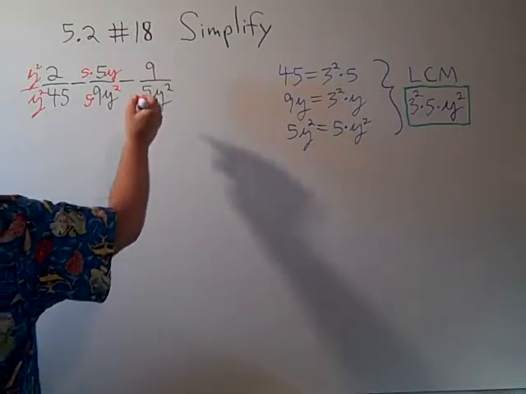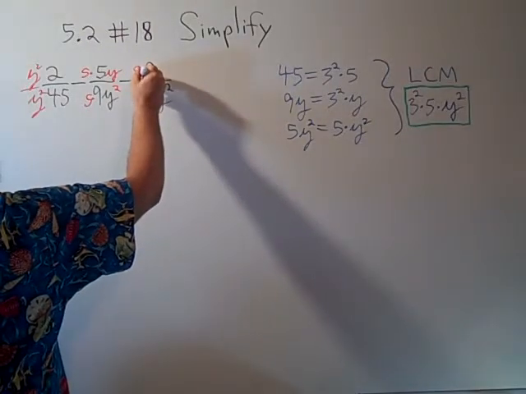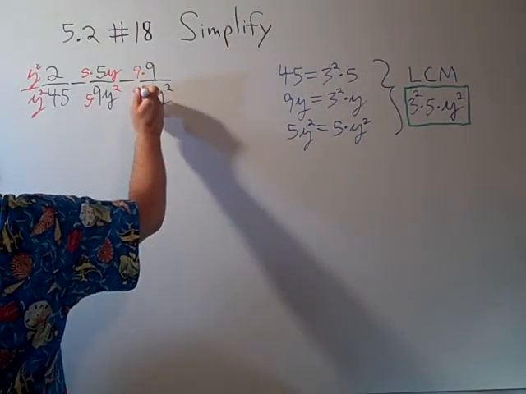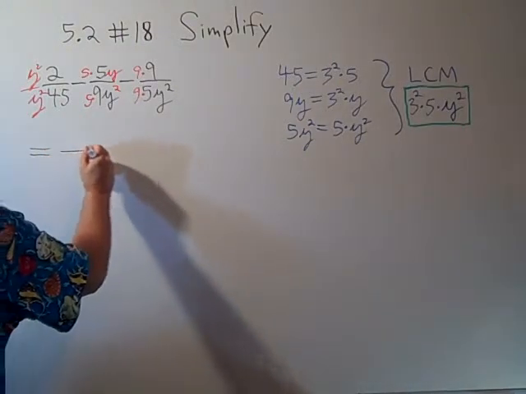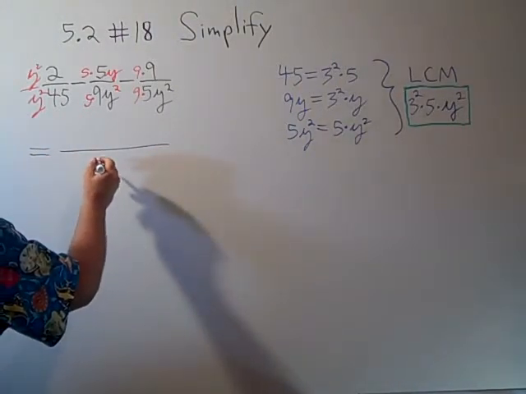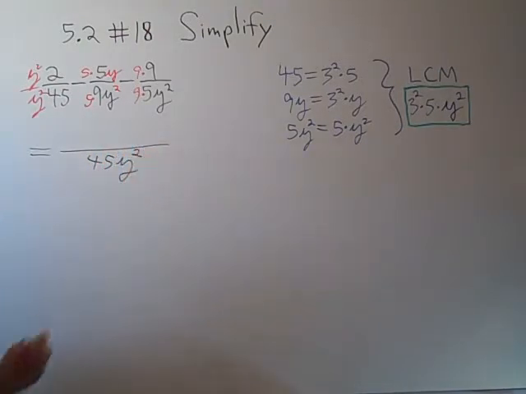The last one needs a factor of 9, upstairs and down. 9 times. And there we have it. Each denominator is now 45y squared. So I'll write it over the common denominator. I'm going to write it as 45y squared then.